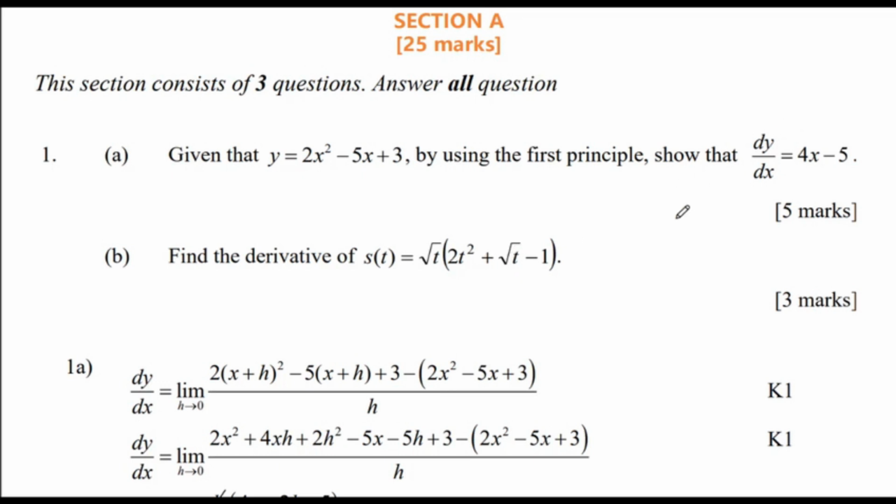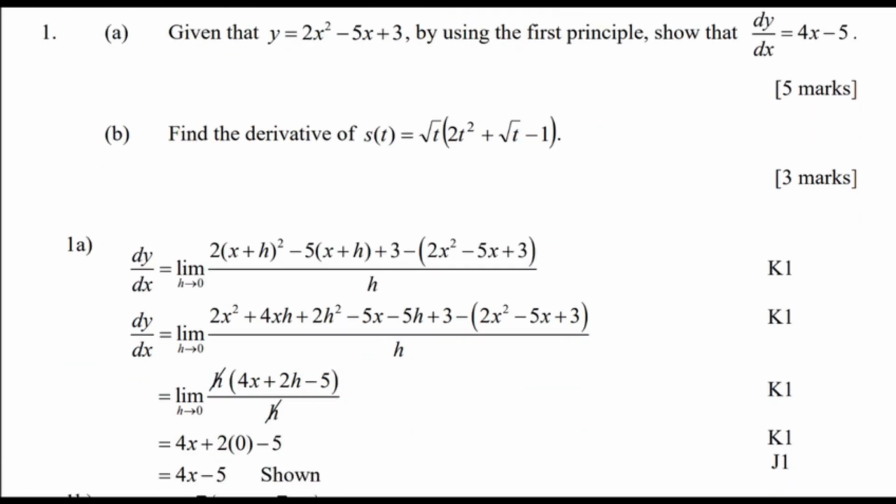Okay, soalan yang pertama, kita akan cari dy/dx menggunakan first principle. So as you can see, the formula for first principle adalah limit h approaches 0, f(x plus h) minus f(x) over h. This is the formula. So kalau kamu perhatikan di sini, dia tengah masukkan untuk function f(x plus h), okay, tolak dengan f(x). So markah diberikan bila kamu substitute function f(x plus h) dan juga function f(x).